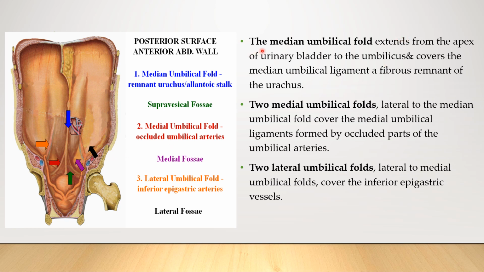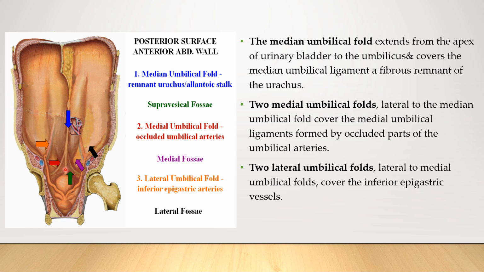Number 1 is the median umbilical fold. It extends from the apex of the urinary bladder to the umbilicus. This fold covers the median umbilical ligament, which is a fibrous remnant of the urachus that you will study in embryology. So the median umbilical fold in the median plane covers the median umbilical ligament, and that ligament is basically an embryological remnant.